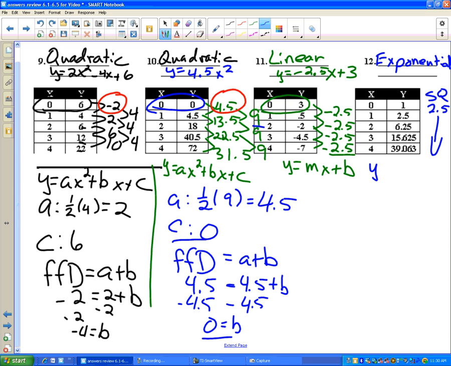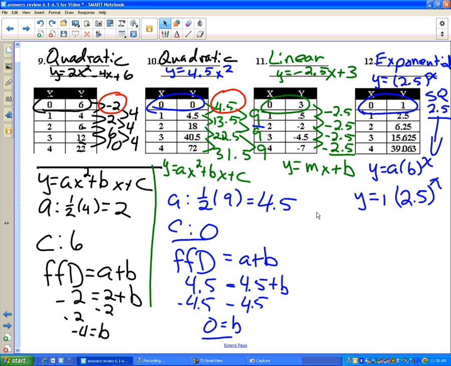So that's y is equal to a times b to the x power. A is y when x is 0, so y is equal to 1 times b, my successive quotient, 2.5 to the x power. Since it's times 1, I can leave the 1 off, so y is 2.5 to the x power. That's 1 through 12.